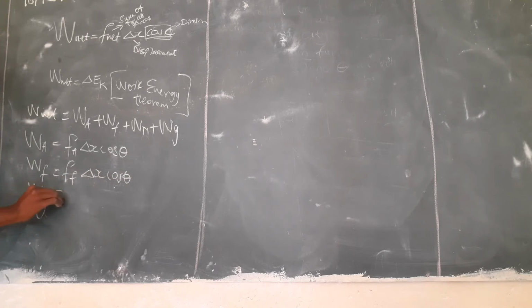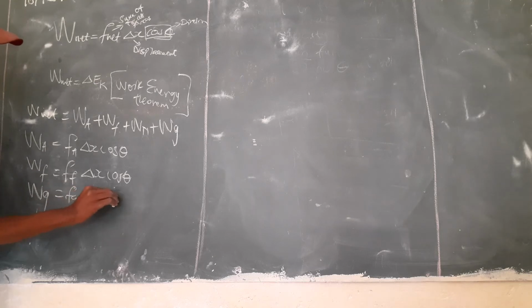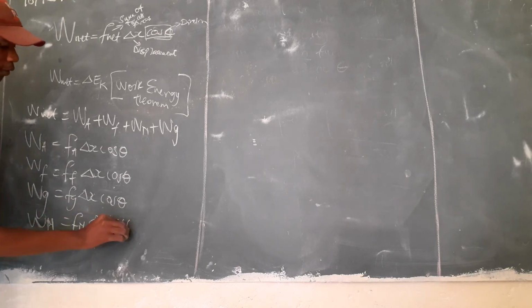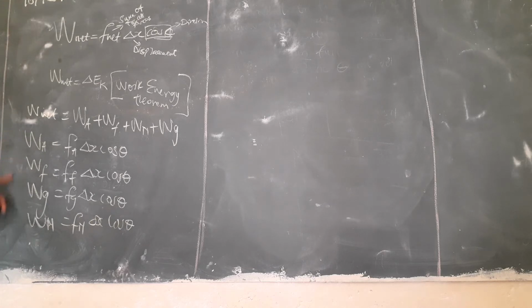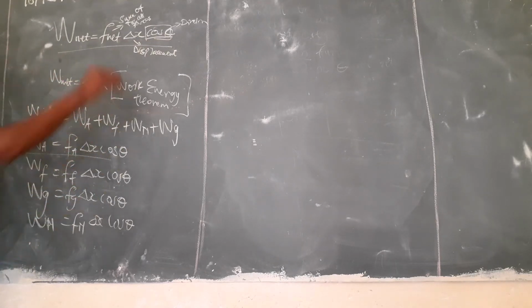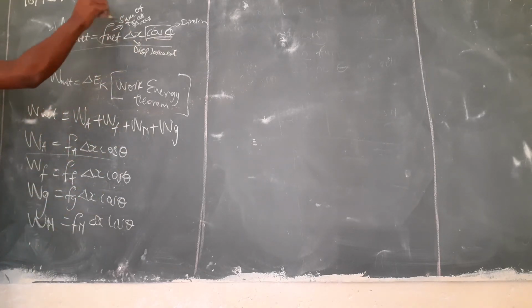Work done by gravity is F_G times distance times cos of theta. Work done by normal is F_N times distance times cos of theta. Remember that the sum of all these works sums up to the net work, depending on how many forces you have. So this formula is not different from this one. The only difference is that this one is for the sum of all forces.